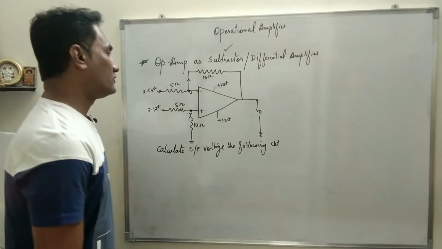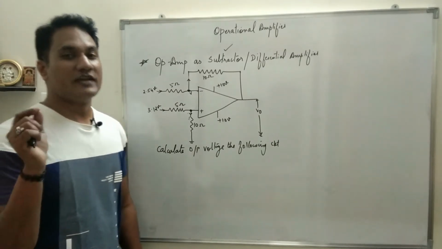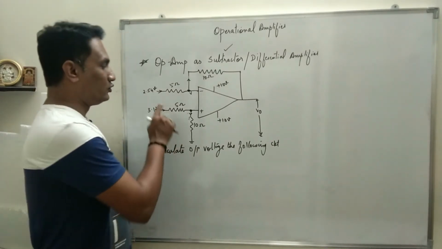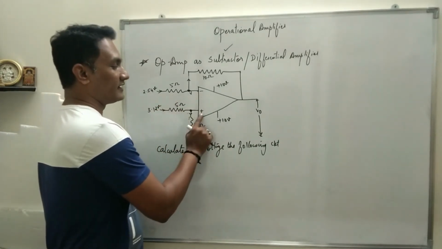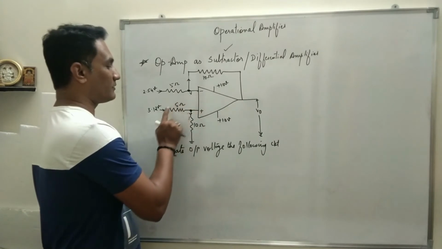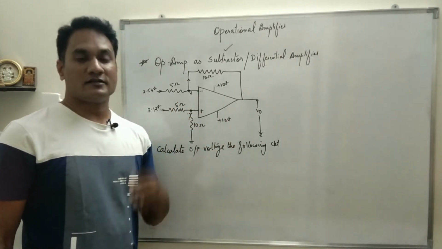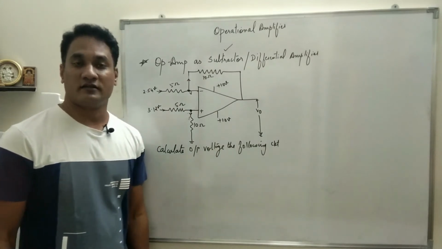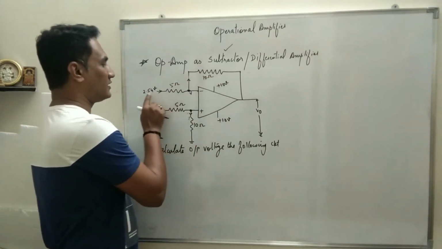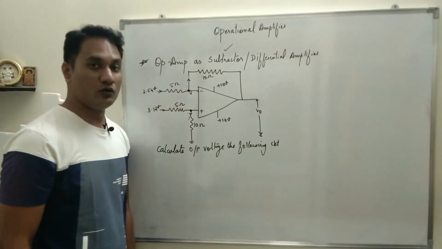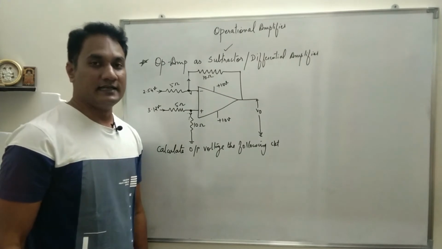Of course, I have clearly mentioned here it is an op amp as subtractor, but there is a very easy way to identify it: two inputs are provided to two different terminals. In all other applications, the op amp is working either in inverting mode or in non-inverting mode, but in op amp as subtractor, two different inputs are provided to two different terminals. So that is how you can easily identify it.